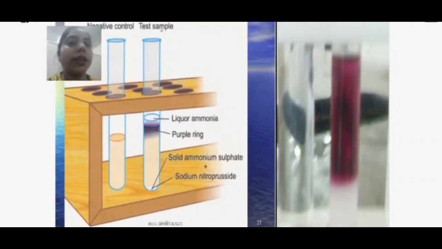In the totally right position, you can see that when we disturb the tube, the purple ring gets disturbed and the structure of the purple ring gets distorted. So you do not have to disturb the ring, just place it in the rack.